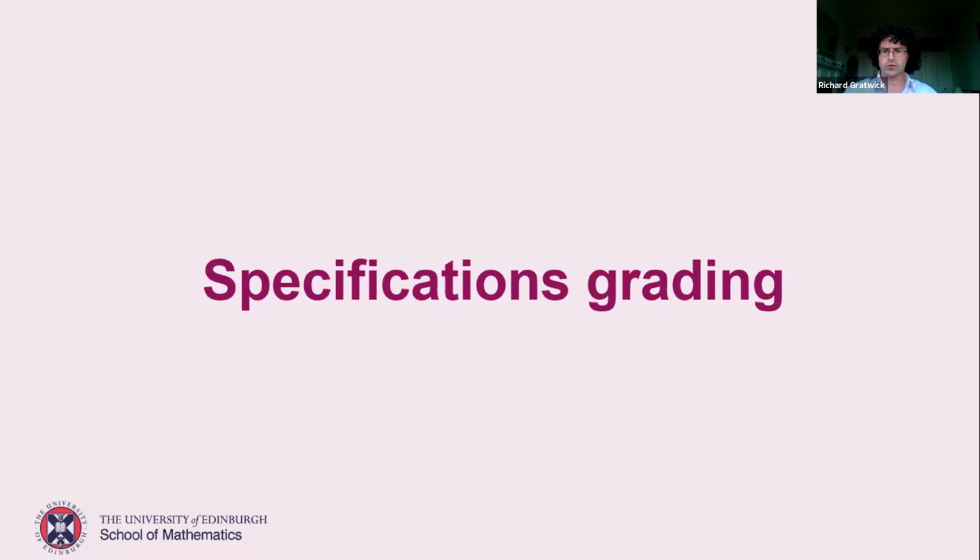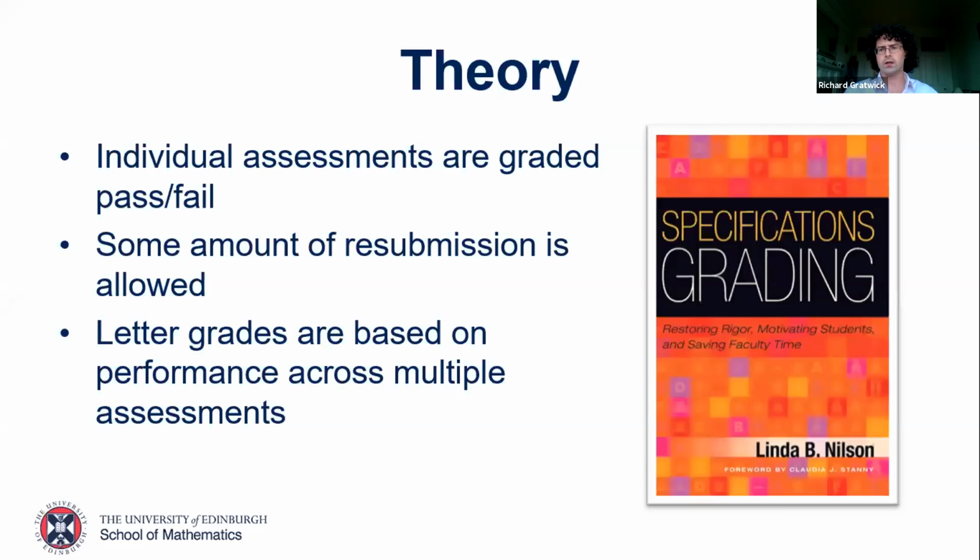Now I'll talk about specifications grading. In theory, the principle is to get away from spending time stressing about whether something is worth 6 out of 10 or 7 out of 10, certainly an issue when you're doing human marking, and instead just have a set of individual assessments that are binary marked. They either pass or fail, depending on whether they meet a certain rubric or a certain threshold mark. Some amount of resubmission is permitted for any individual assessments that are failed, and then the final outcome for the course is determined by how many of those individual assessments are passed.